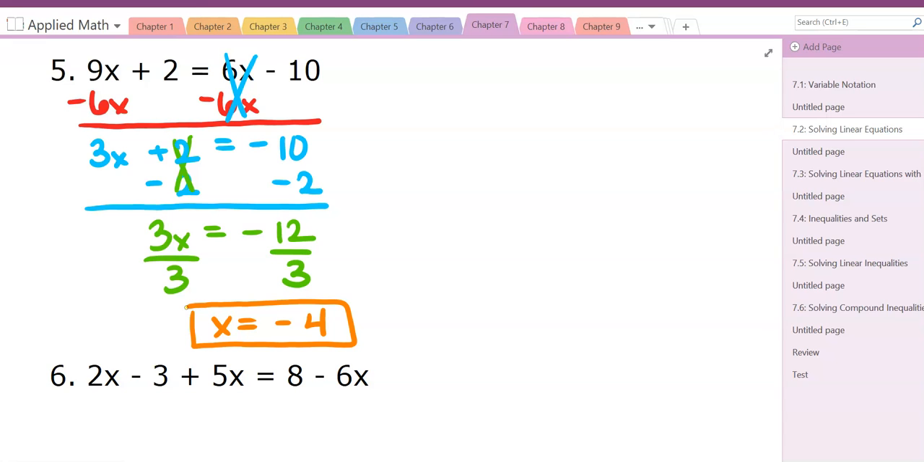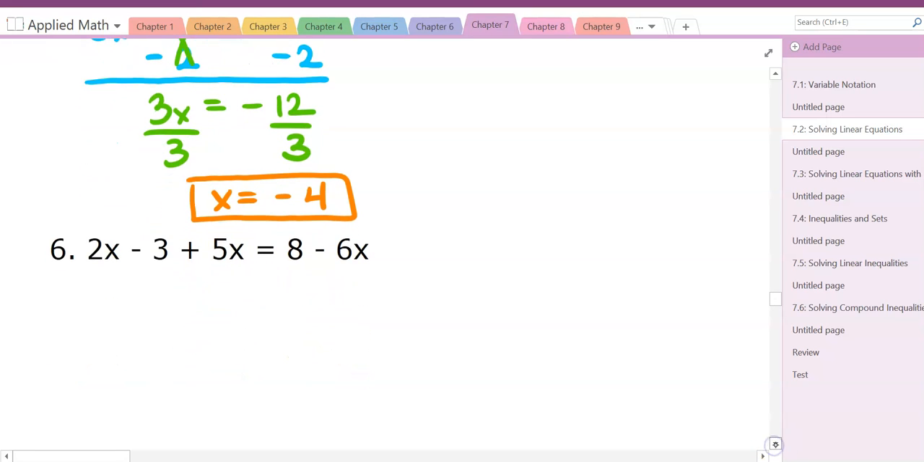The last one is similar. Make sure that before you try to start moving things around, on the left side, there are 2 separate x terms here. I would combine those first. So you've got 2x plus 5x, which would be 7x, and then you have that minus 3, equals 8 minus 6x.